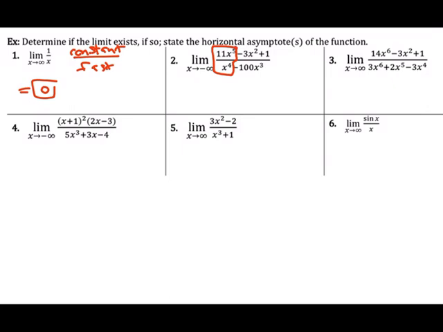So we have 2x to the 5th over 2x to the 4th, which means the degree of the numerator is moving faster than the degree of the denominator, which is moving slower. 5 and 4 are our exponents there. Now I want you to notice that this is as x approaches negative infinity.